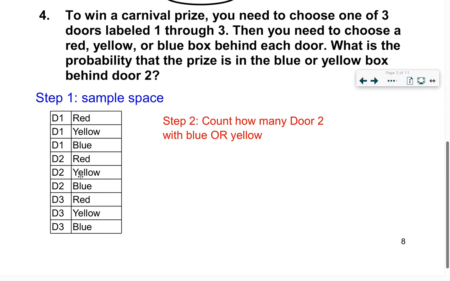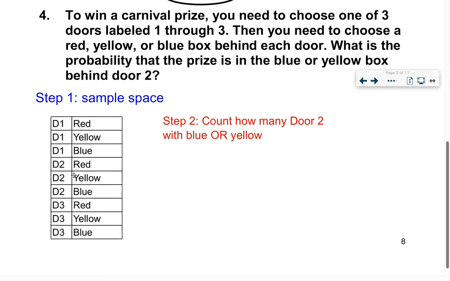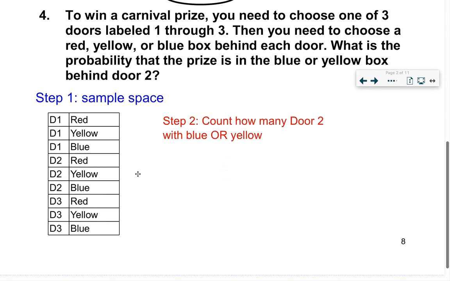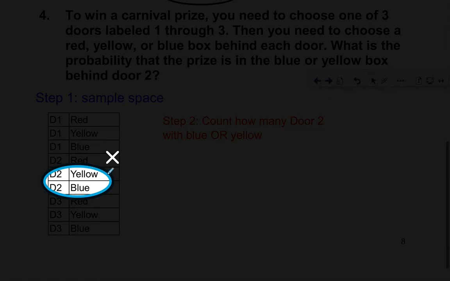And then I'm going to look at which ones have blue or yellow, and I'm going to include them both. I did circle them, but it looks like it's not coming up. But if I look here, I've got door 2, yellow or blue. So that makes 2 possible outcomes out of all of them.